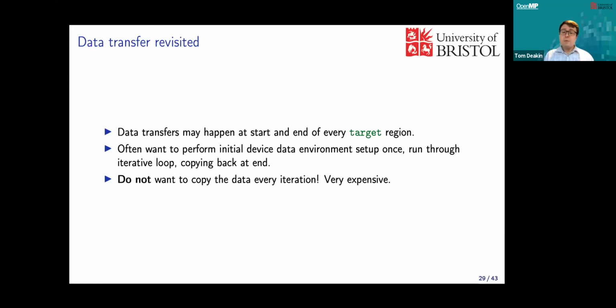So what we would like to do instead is set up the device data environment, set up some arrays and some data that exists on the device, run through lots and lots of target regions, and then copy back any data we need once we're done. The idea is that we do not want to copy all the data every iteration. That is, we don't want to move data every time we encounter a target region, because this is very expensive. We want to leave the data resident on the GPU throughout the execution.